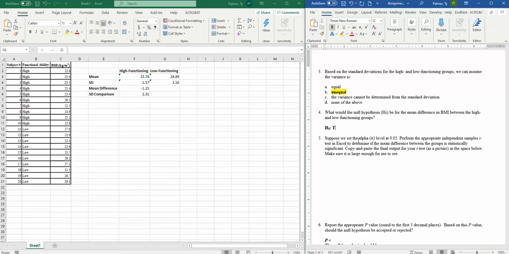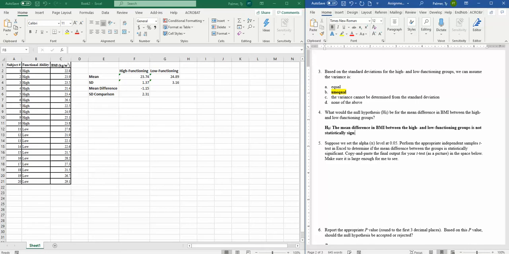We could say that the mean difference in BMI between the high and low functioning groups is not statistically significant. Okay, so the null hypothesis for this particular example, we could write it something like this: the mean difference in BMI between the high and low functioning groups is not statistically significant.